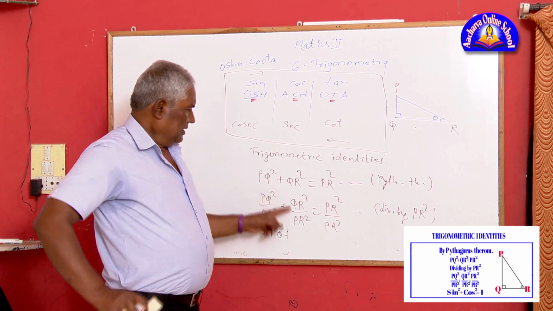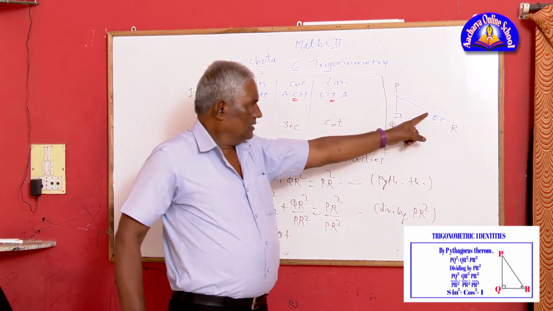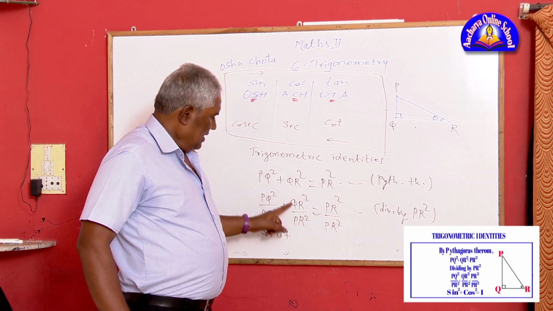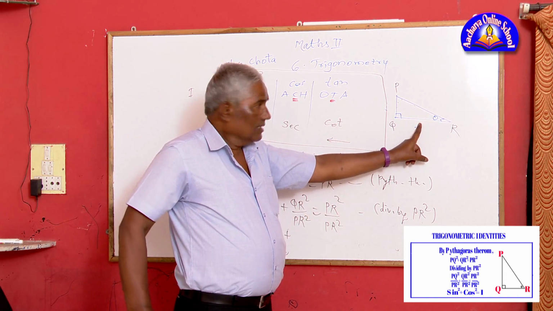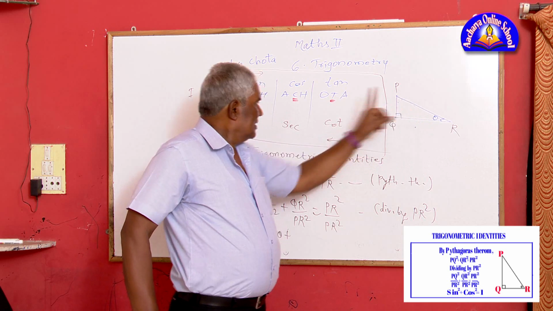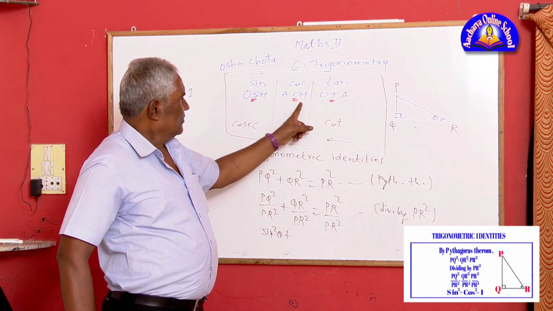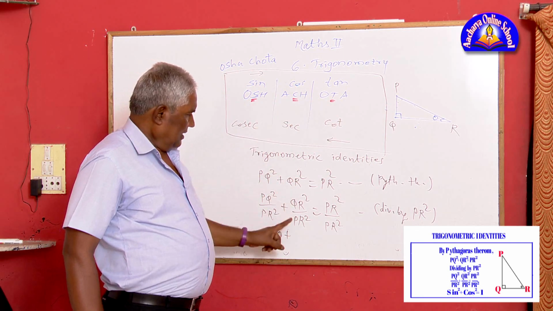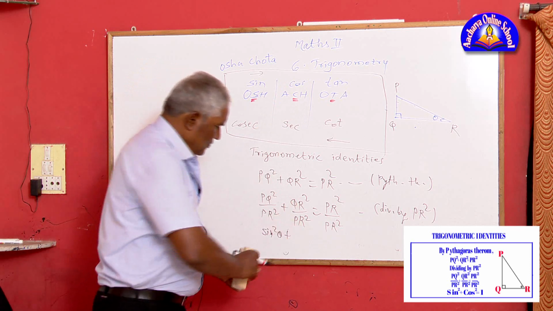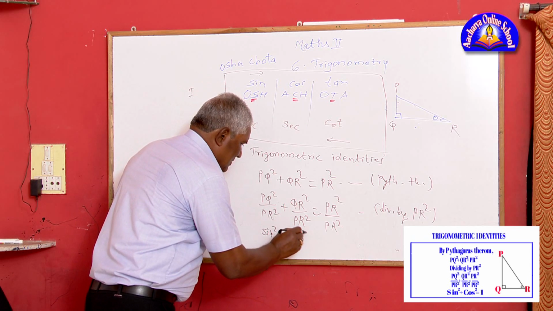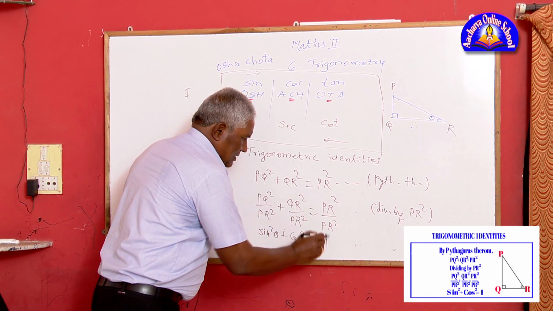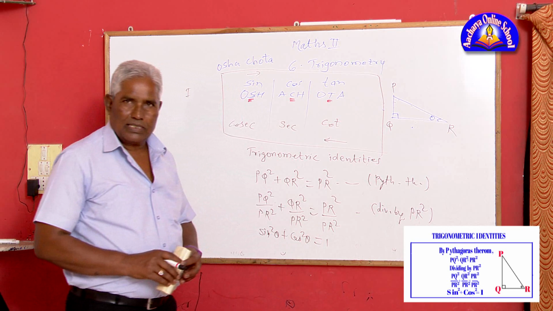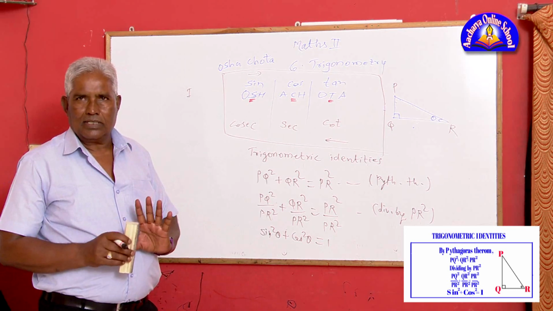Then which will be this ratio? We are considering this angle theta. Here QR upon PR. For this angle QR is the adjacent side, PR is the hypotenuse. Adjacent side upon hypotenuse, that is cos. Here it is the square of sides, and therefore it is cos square theta. PR square upon PR square gets eliminated, therefore it is 1. This is one trigonometrical identity.